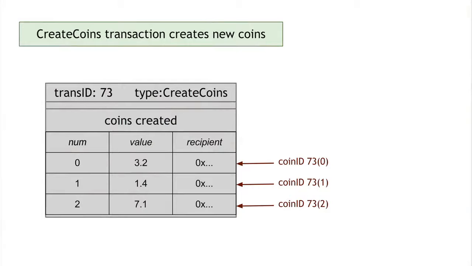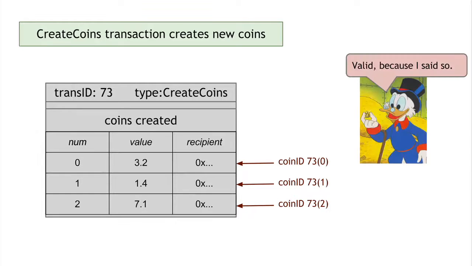Now we're going to have a concept in Scrooge Coin of a coin ID. That refers to a particular coin. So this particular coin here is coin ID 73, because it was created in transaction 73, and it was number 0 within that transaction. Similarly, we have 73, 1, 73, 2, and so on. So every coin in Scrooge Coin has a coin ID that we can use to refer to it.